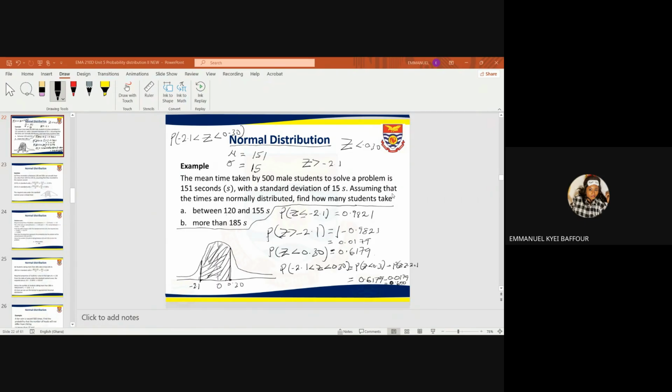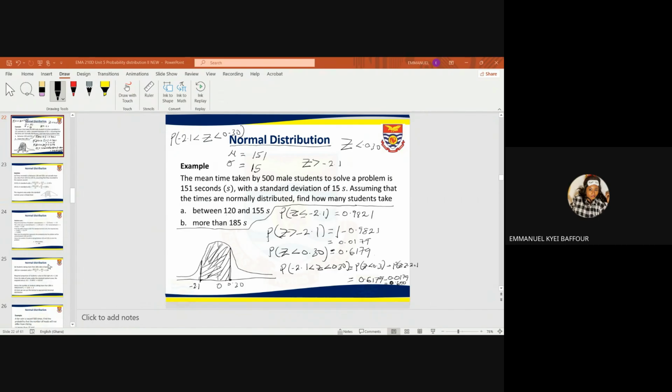Yes, sir, please, you are coming. We are trying to process everything, sir. Okay. Say we have to multiply it by 500. By 500. Yes, because we've been asked to find the number of what? Students. But this is the percentage or the probability.